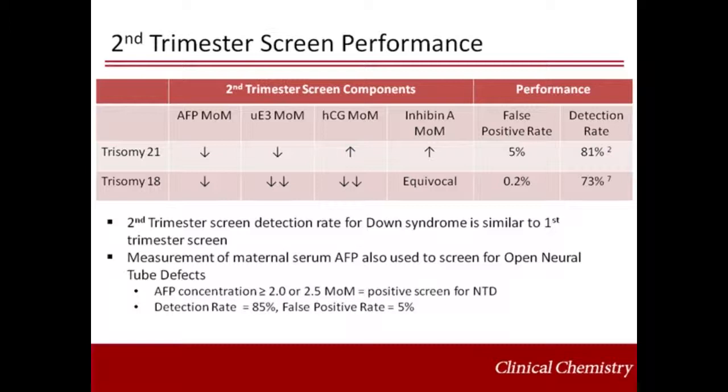Since this screen incorporates the measurement of alpha-fetoprotein, it may also be used to screen for open neural tube defects. A multiple of median greater than 2.0 or 2.5, depending on the laboratory and prevalence of disease in the population being tested, is a screen-positive result. This screen will detect approximately 85% of open neural tube defects at a false positive rate between 2 and 5%, depending on the testing laboratory and literature source.